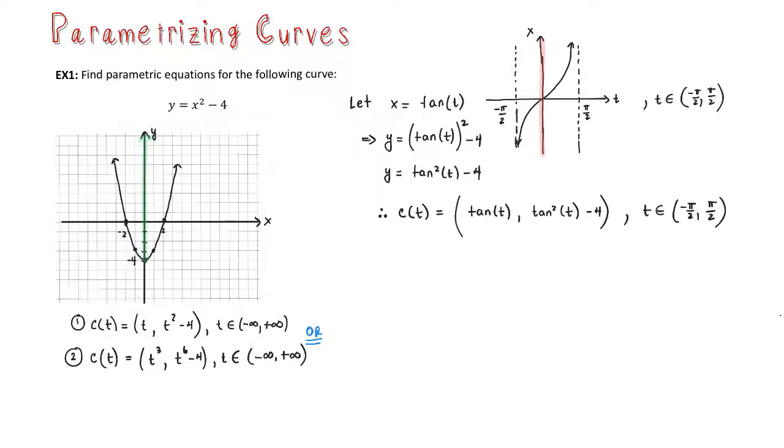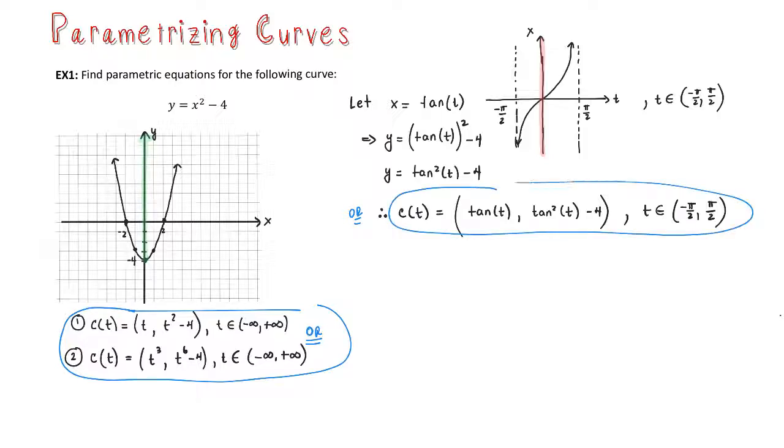So now we have three different parametrizations that we can have. We can have number 1 right here, number 2, or we can have parametrization number 3 right here, the one that uses tangent.